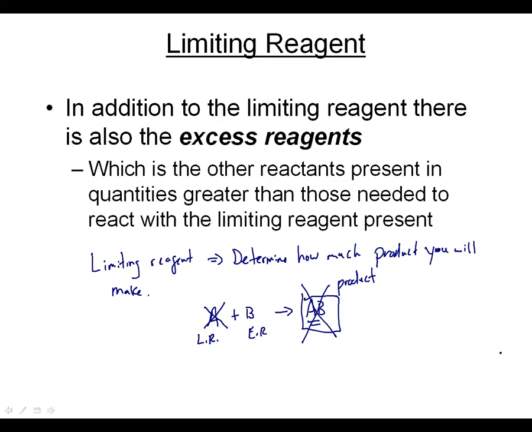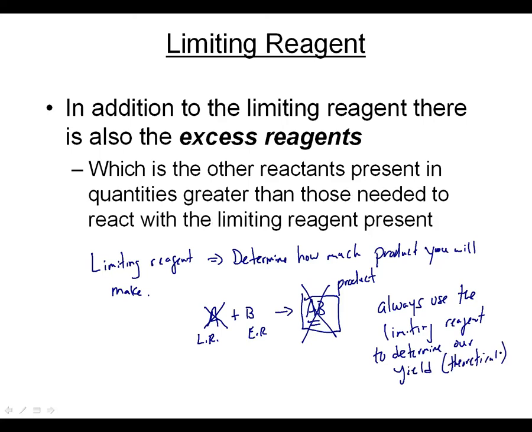So between the limiting reagent and the excess reagent, we always use the limiting reagent to determine our yield. And a lot of times that's your theoretical yield that we've been talking about. Now, you may say to yourself, we figured out our theoretical yield in the earlier sort of stoichiometry problems that we did. And you're right, we did.